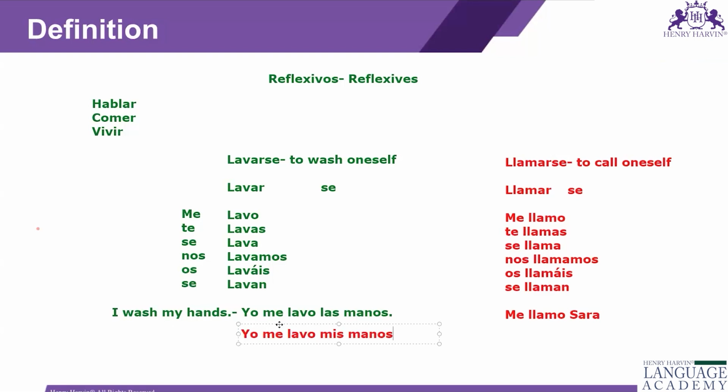The meaning is the same, like "me" and "mis" refer to "my". Okay. I want to ask: the English sentence is translated as "I wash my hands."